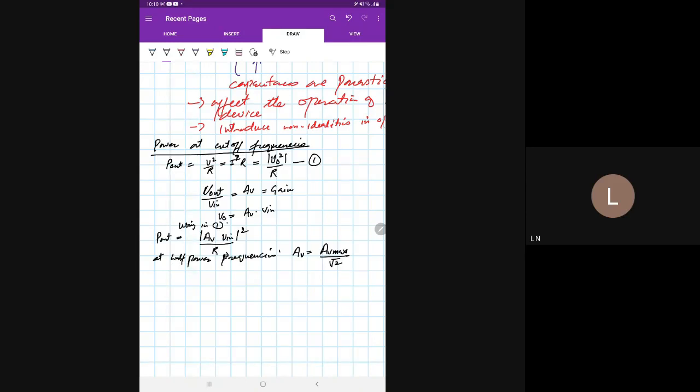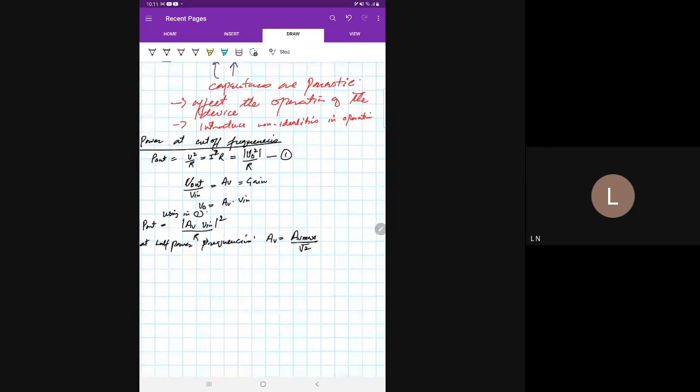Therefore, P output will be equal to AV max divided by root 2 into V input, whole square, then divided by R. That will be equal to AV max into V input whole square divided by 2R, because you have a root 2, once you square it, only the 2 will be left.